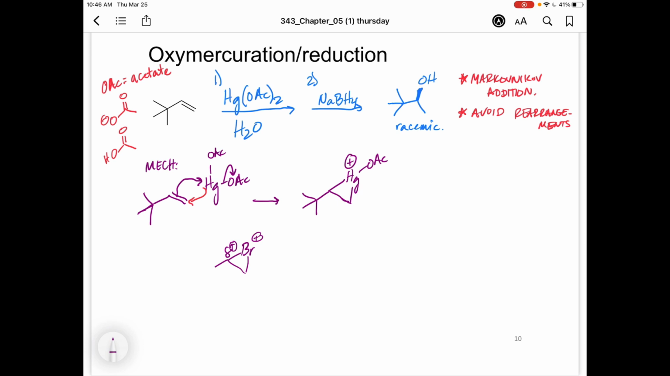So now we're going to take our water that is present in the reaction as a solvent, and it's going to attack. It's going to attack the most substituted carbon, and then we're going to kick out our mercury. Now it's still attached here on the end because it has that other carbon-mercury bond. Now we're going to have water that was added below, so it's added opposite here of our mercury.